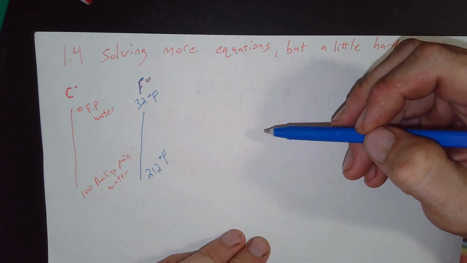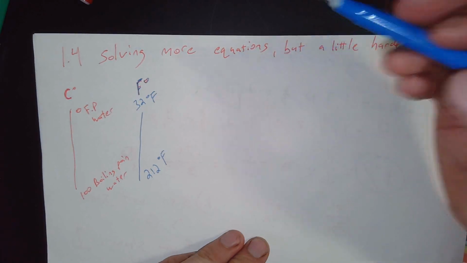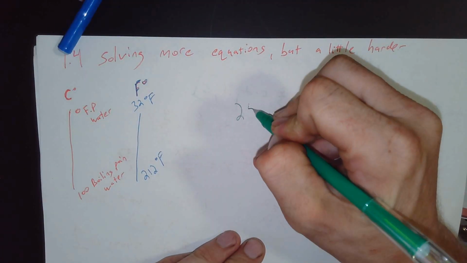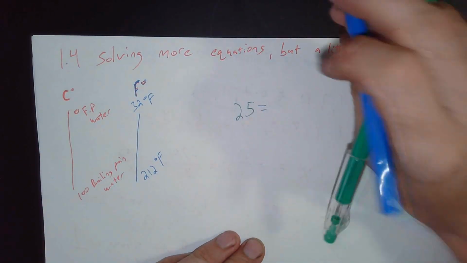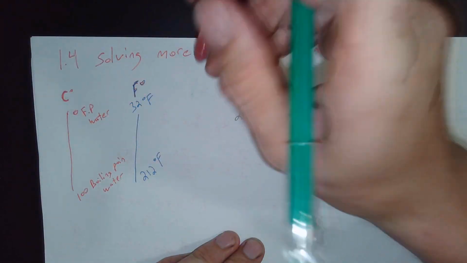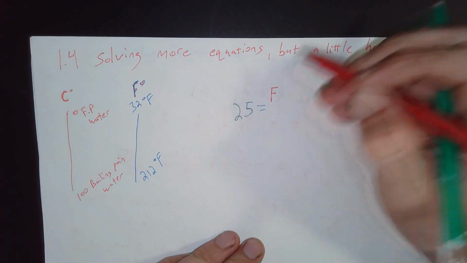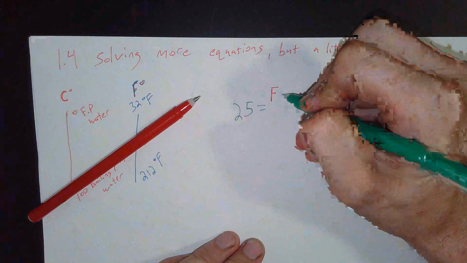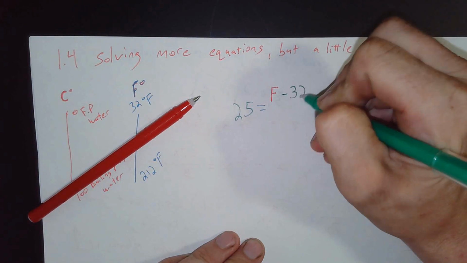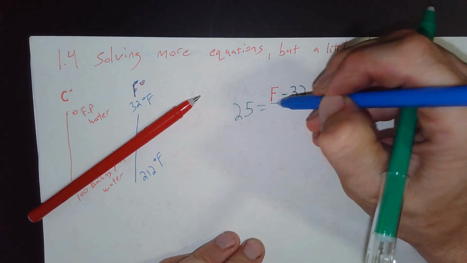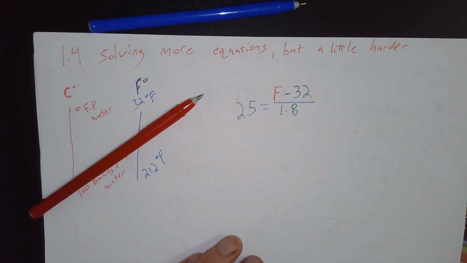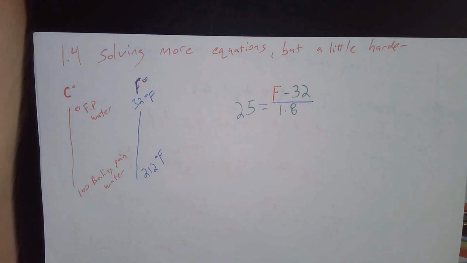All right, I'll show you how to do that. The initial equation that they give us, that's all garbled up, is, I'm going to use green for constants, 25 equals F, that's going to be my variable for degrees Fahrenheit, minus 32, another constant, divided by 1.8.